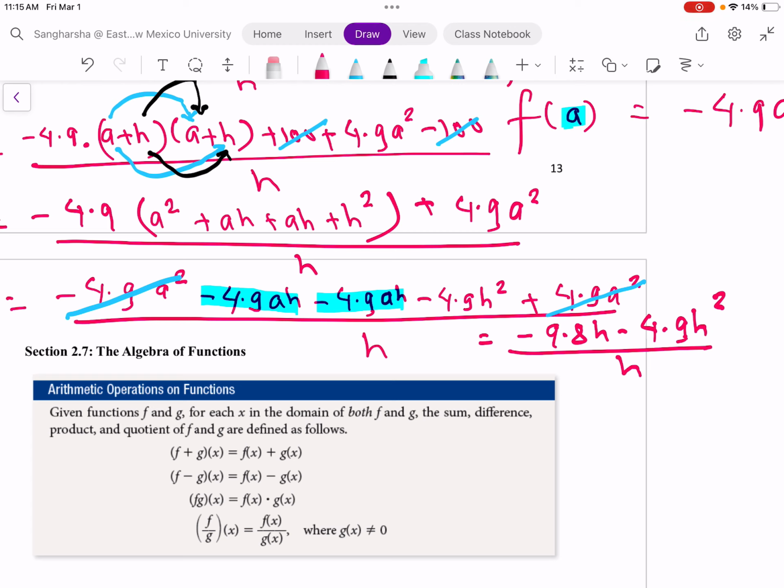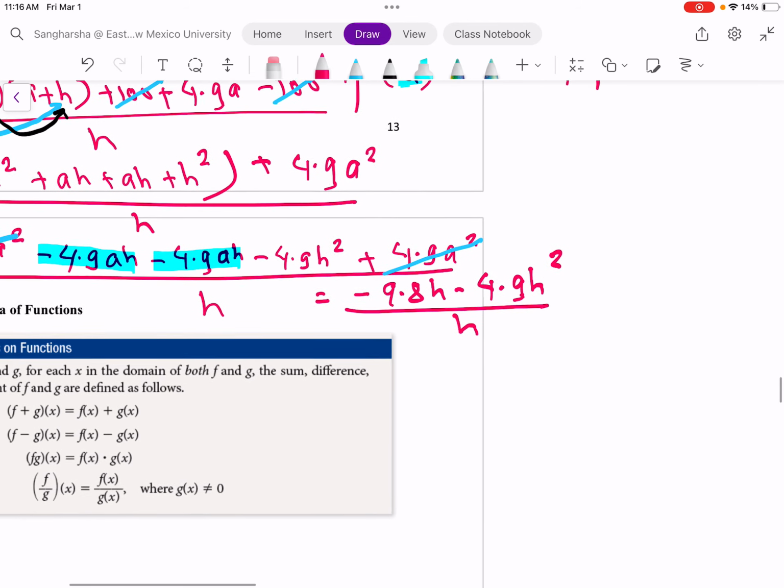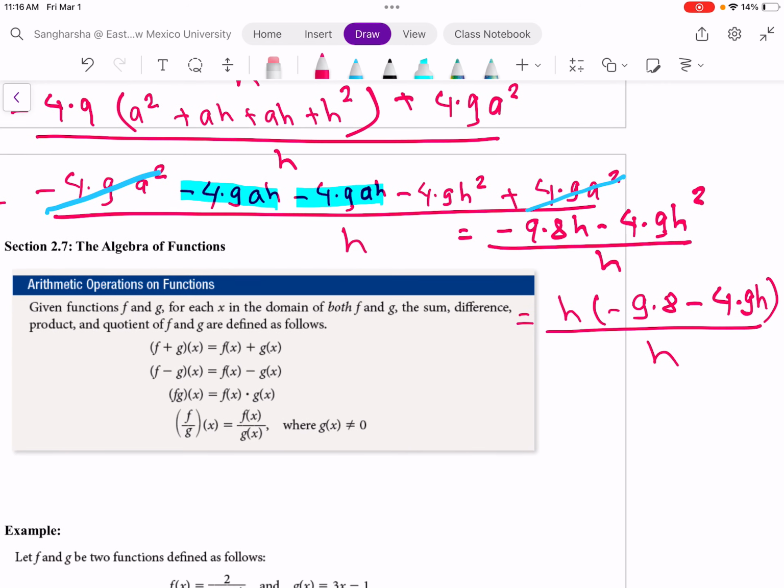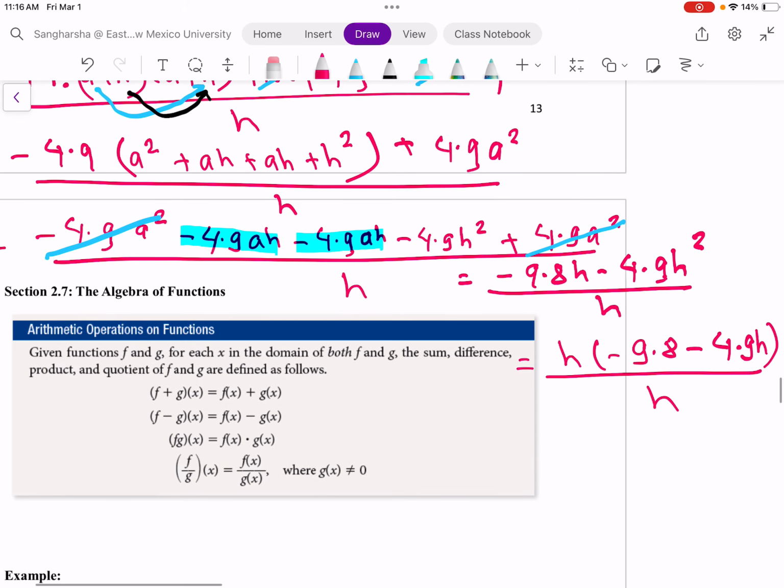Now we have one more thing. What can we do in the numerator? If we compare the two terms, what common thing do we see? h is the common factor, right? So we can factor out h in the numerator. Once you factor out h, we're going to have negative 9.8a, negative 4.9h, divided by h. The 9.8 is with a, so we have 9.8a.